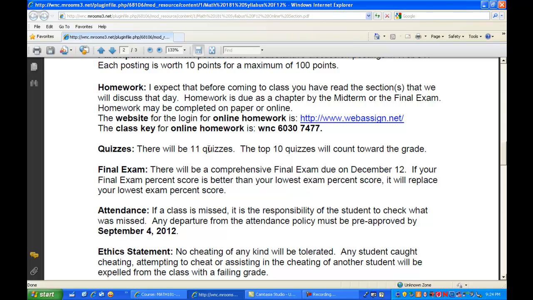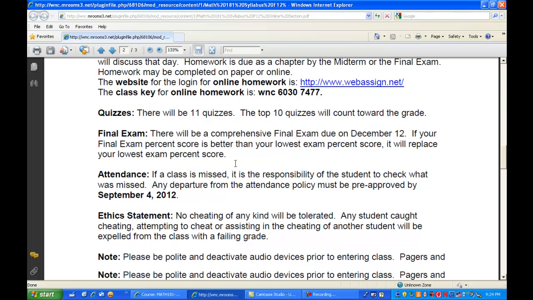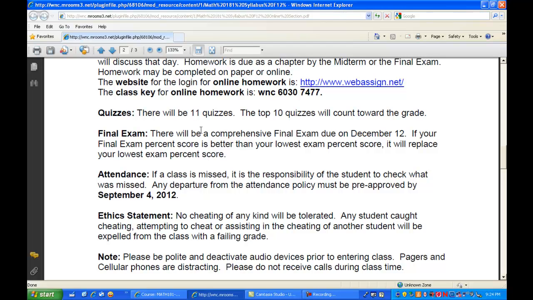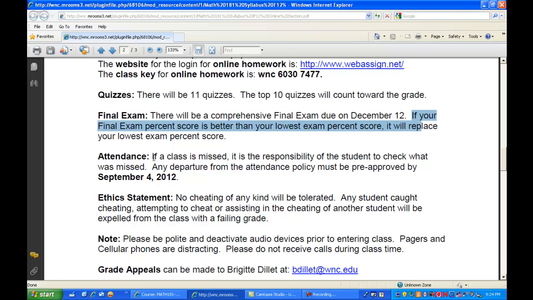Like I said, there'll be 11 quizzes, and the top 10 quizzes will count toward the grade. I said they'll be comprehensive, but I got to consider that. It may not be comprehensive. Final exam due on December 12th. In fact, I got to change that because it's not going to be comprehensive. It's going to cover whatever happens after the midterm, so that's incorrect.